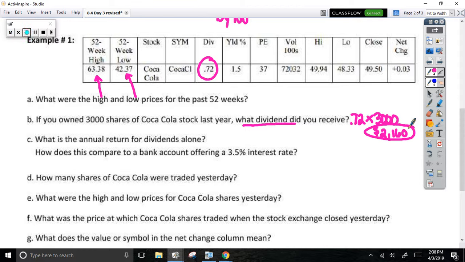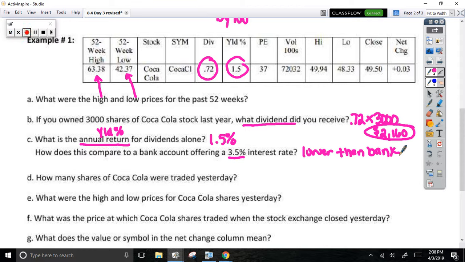What is the annual return for dividends alone? The annual return is your yield. So that is 1.5%. It's like your interest rate. How does this compare to a bank? It would be lower than the bank offering. So maybe, since the bank has a higher interest rate, maybe you should invest your money in this bank account rather than the stock market.